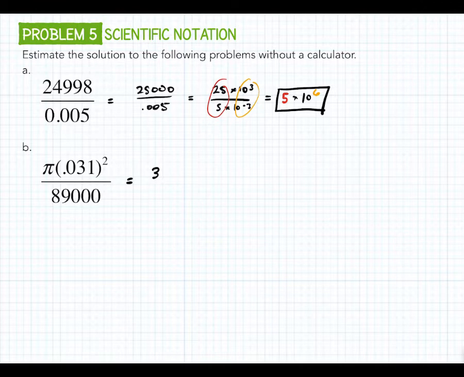All right, what about this other one? Do we want to call this 3 also? Yeah, but it's going to be 3 times 10 to what? Yeah, times 10 to the negative 2, because we have to move this decimal point over here, okay? But this is squared, so that's something we have to talk about in a minute.